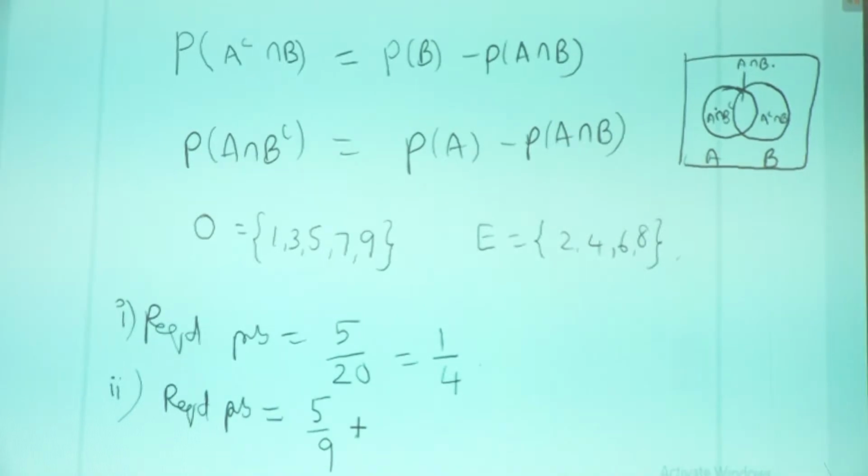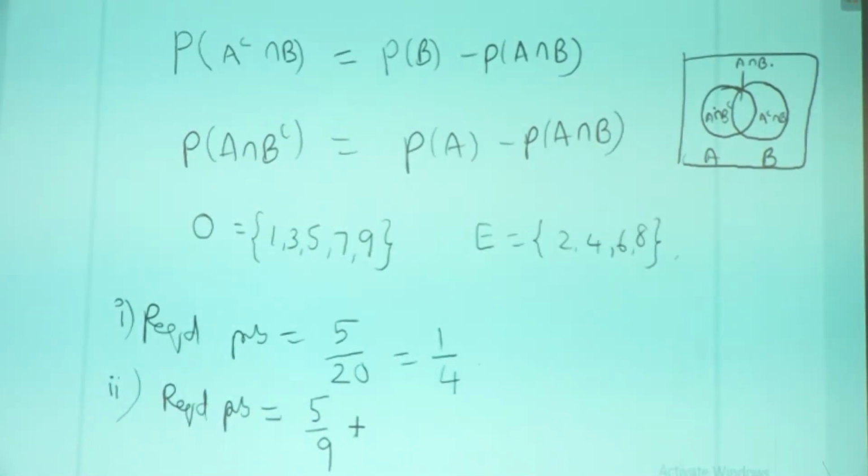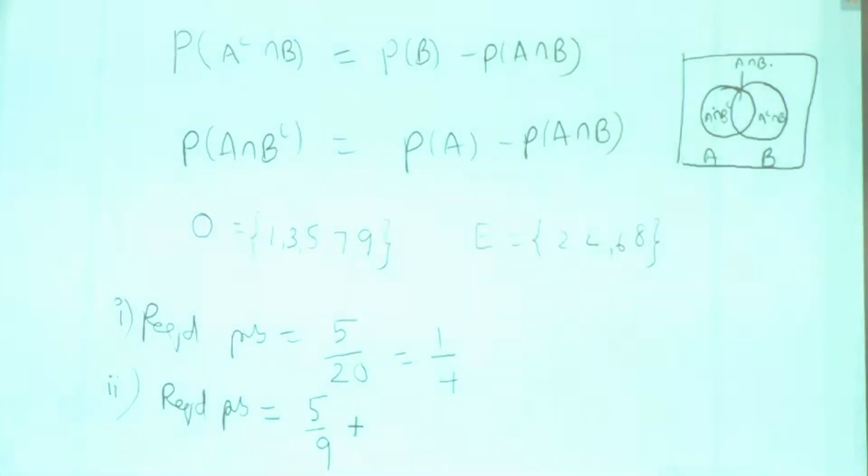Okay. Now we'll see a few more, then we'll go to MCQs. Then write the next question. A problem in statistics is given to three students, A, B, C, whose chances of solving are 1 by 2, 3 by 4 and 1 by 4 respectively.